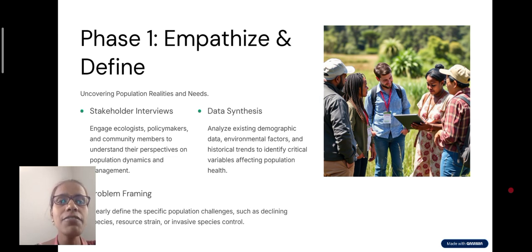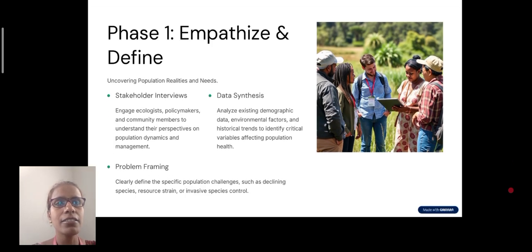After that, we are going to have the data synthesis. For that, we need to analyze the existing demographic data, environmental factors and historical trends, to identify the critical variables affecting the population health. Okay, this is the first thing we need to do.